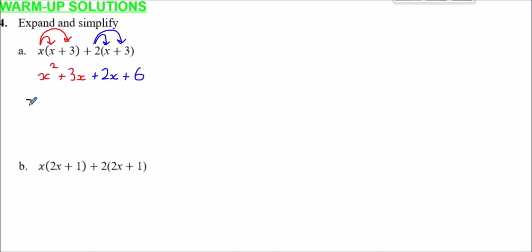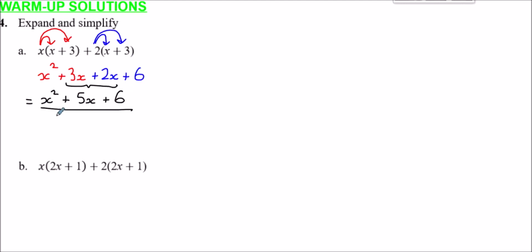We can now go one stage further though and simplify. So x squared, we have one lot of that, but we do have 3x's and an extra 2x's. 3x plus 2x is going to give us 5x. And then finally the constant 6 on the end.